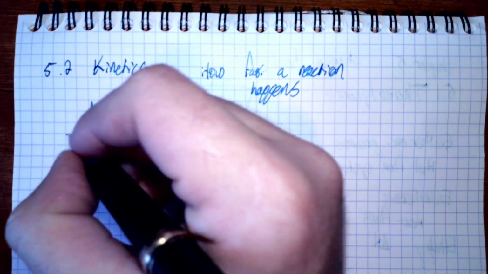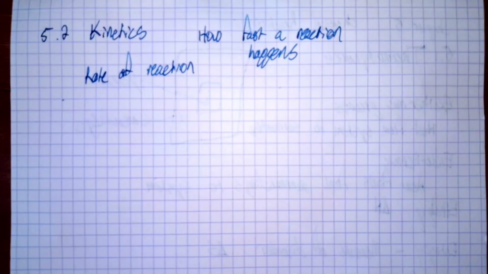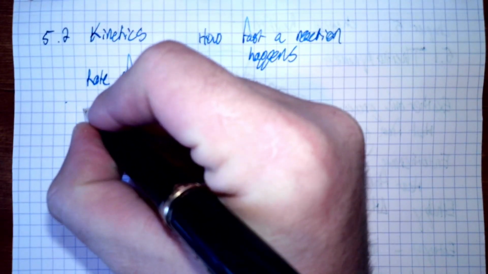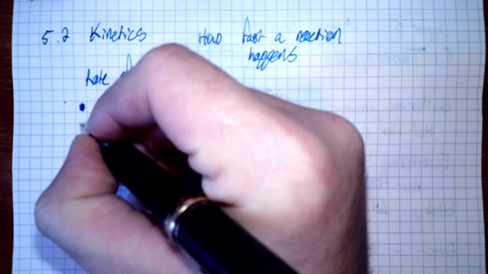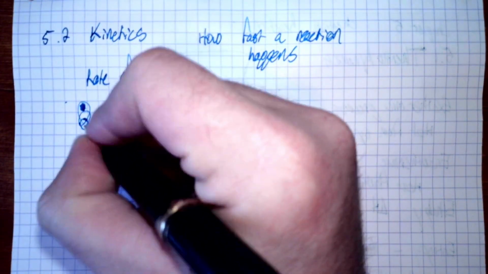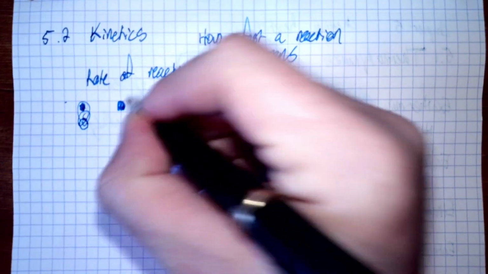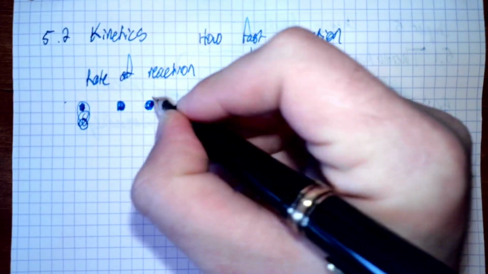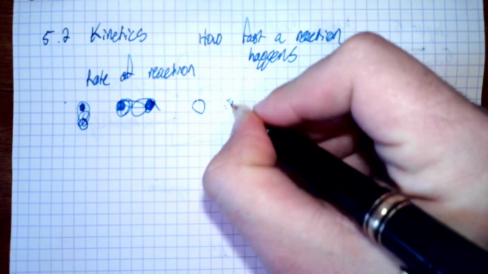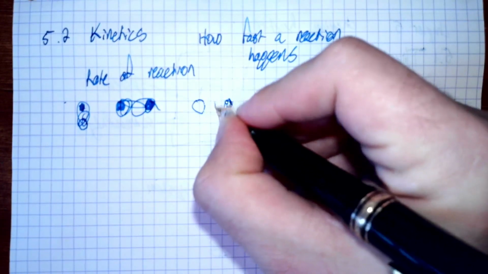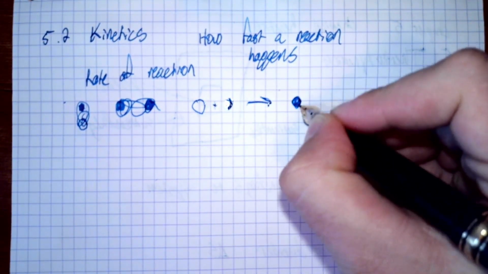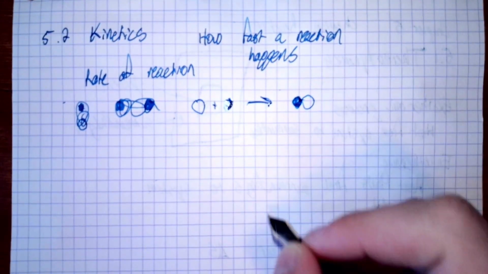Right. So first of all, we need to kind of backtrack and we need to talk about what's going on in a chemical reaction. Basically, let's say that we have a very, very simple reaction where we have this species and this species reacting together to make this species. Alright?